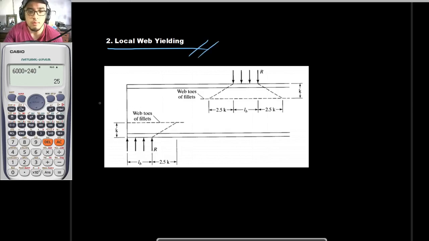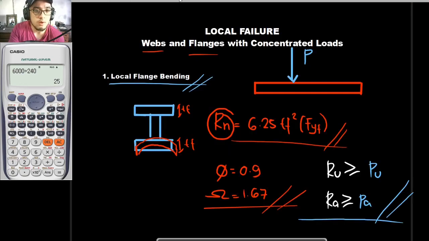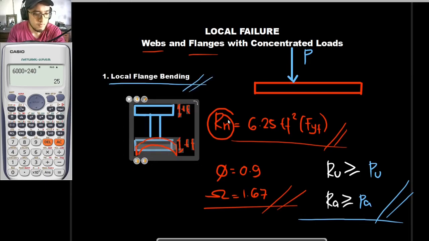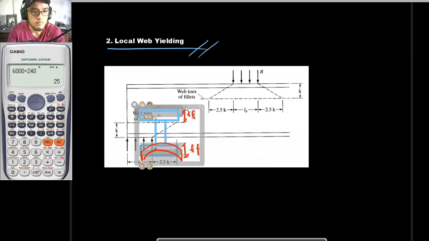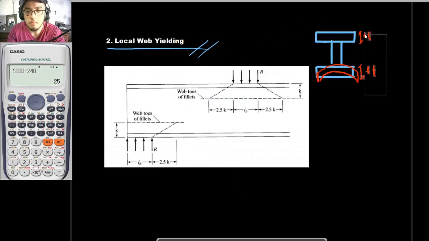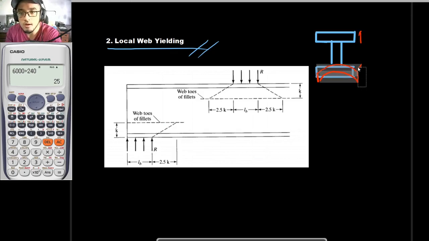So, ano ba tong local web yielding na to? So, for example, meron na naman tayo dito. Kopyahin ko na lang para hindi na ako mag-drawing ulit. Okay, so for example, meron tayong member na to. Yung local web yielding na yan is literally mag-yield lang yung inyong web. So, ang mangyayari dyan, parang kunwari itong part na to ng web nyo, lolobo siya dito. Ang tawag dyan, magpupush out. So, parang lolobo siya dyan. Then, ayun, nag-yield na siya.